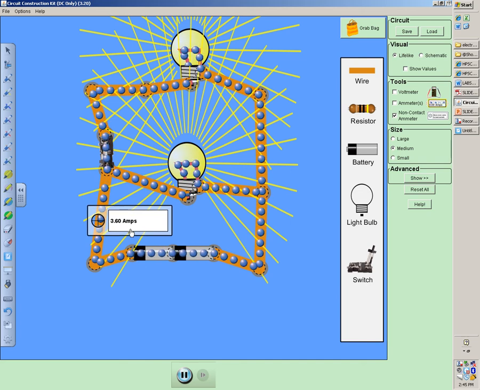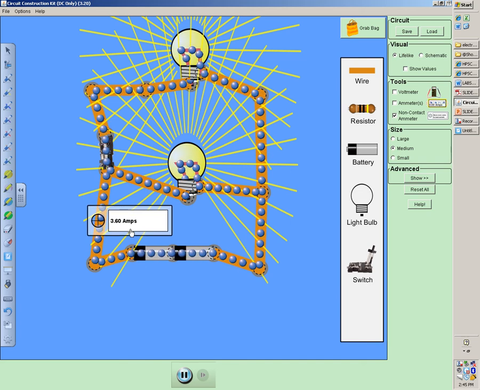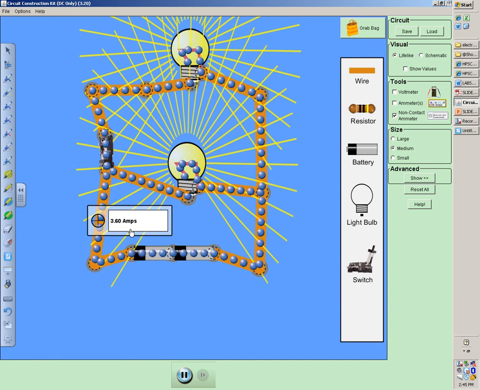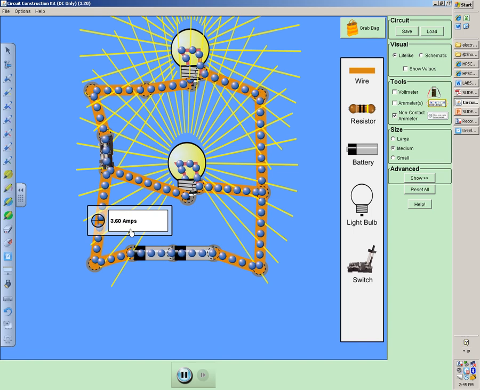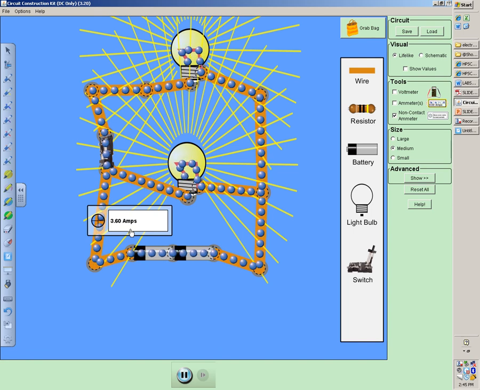3.6. Okay. I thought that made sense. 3.2. Yes, it does. If I made 3 paths, what would the current in each of those paths read? Wait, all together? No, what would each of them read?